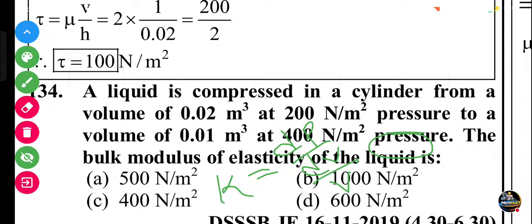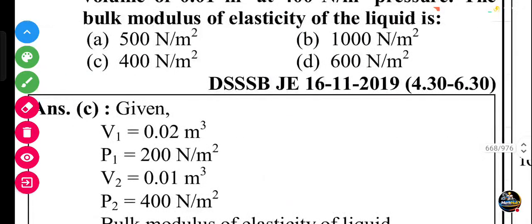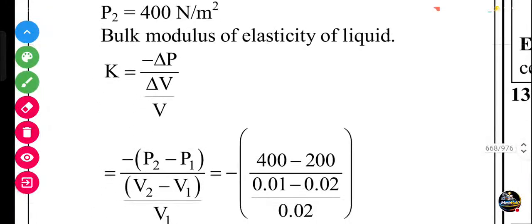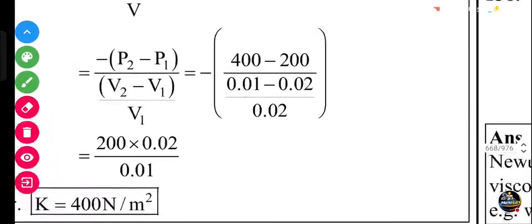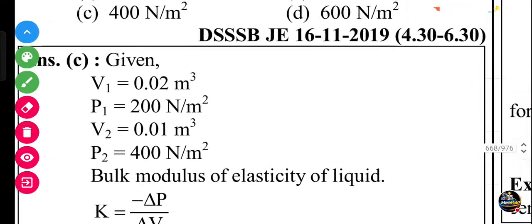Here the initial volume is 0.02. Change in volume 0.02 minus 0.01, so 0.01. Change in pressure 400 minus 200, so 200. Approximately the answer is 400 Newton per meter square. Let's see. Yes, 400 Newton per meter square. This is the process to solve this question.